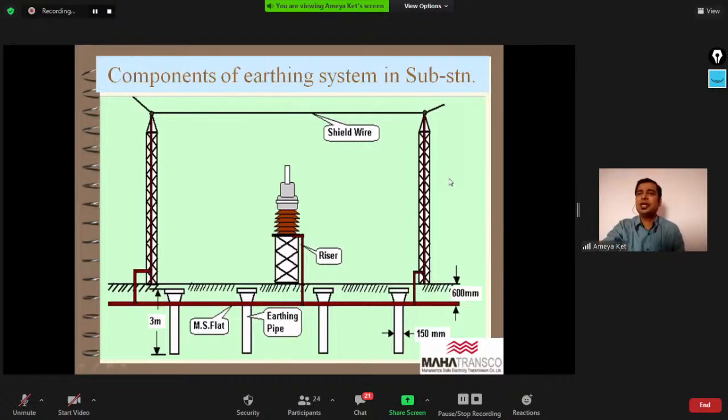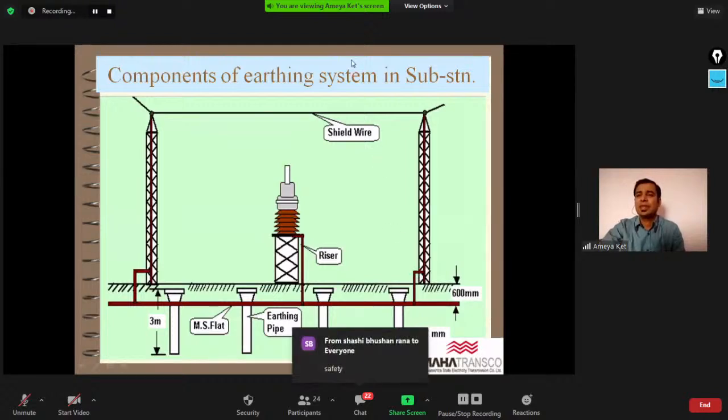Now the last one I would like to ask. This substation gantry is connected to the earth. So which category does it come under? Is it system, functional, or safety? Shashi Bhushan again says it's safety. Okay, anyone else? I need feedback from your end, so I will be able to have a good interaction.